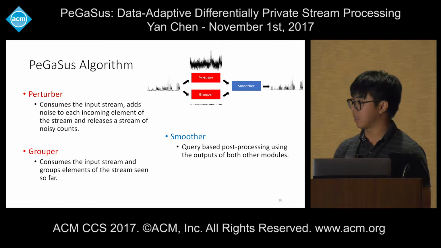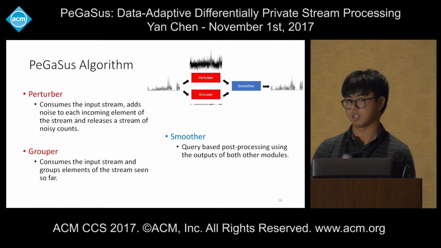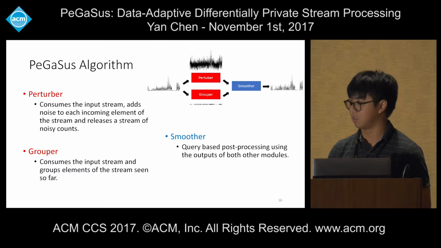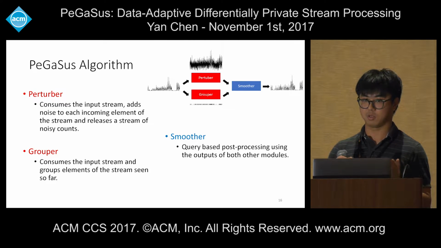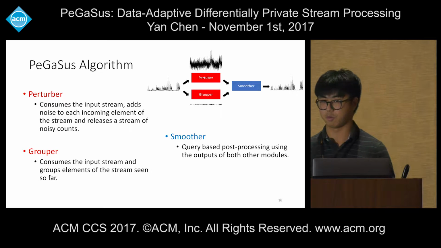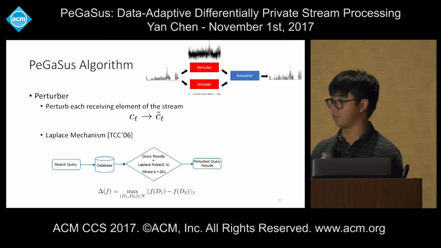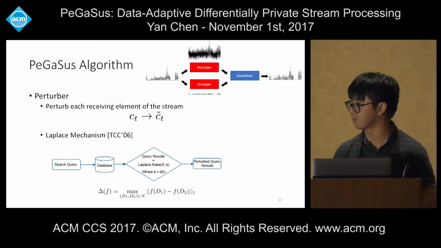So here you can see that only the perturber and the grouper access the real data, so we should introduce noise there to make them private. The smoother is just post-processing, which is safe in terms of privacy, and it can be anything. So let me show you how each of the components can be implemented.